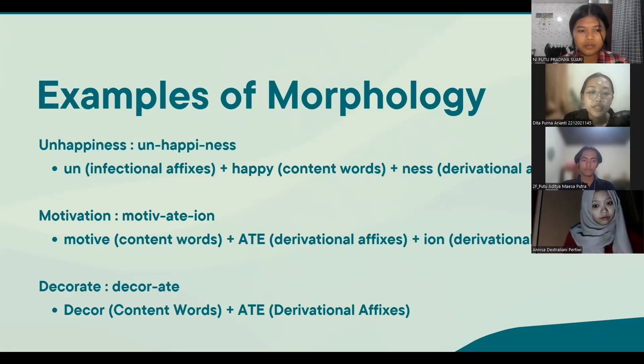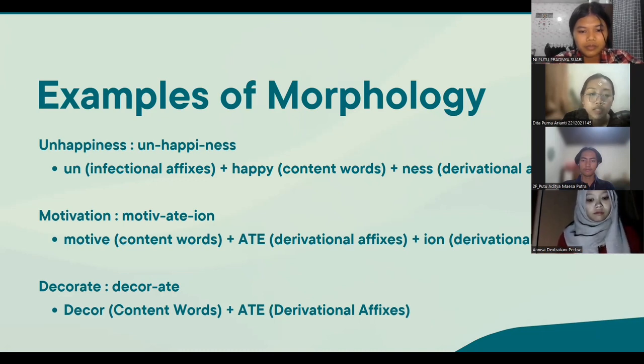Number 2 is motivation. Motivation is made by the words motive, ate, and ion. The free morpheme or content word is motive, which is a noun. And we add the affix ate, so the word becomes motivate, which is a verb. So by adding the affix ate, the part of speech of the content word is changed from noun to verb. And we can call the affix ate a derivational morpheme. Next, we add ion, which is a suffix, so the word becomes motivation, which is a noun. The suffix ion is a derivational morpheme because it changed the part of speech of the content word from verb to noun.